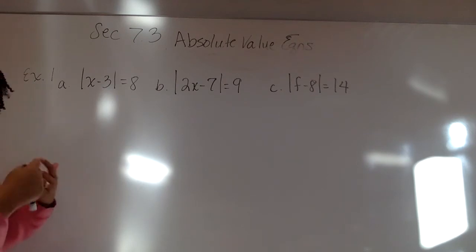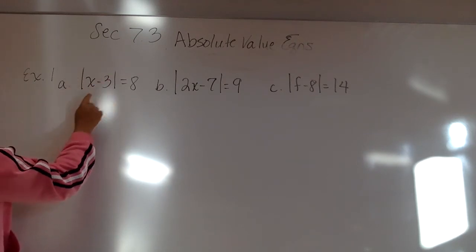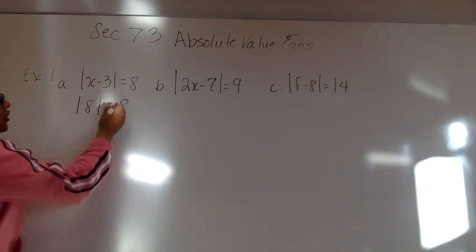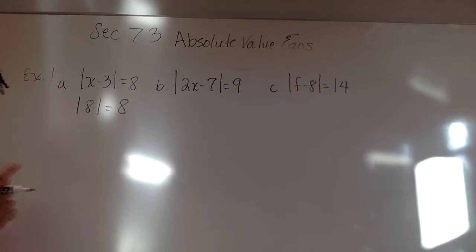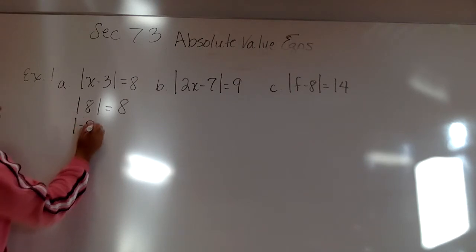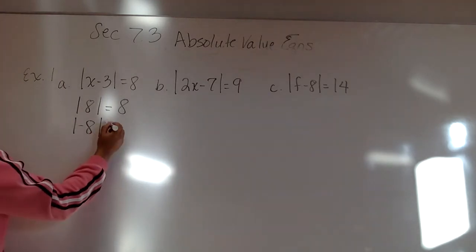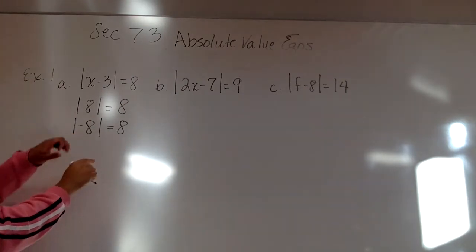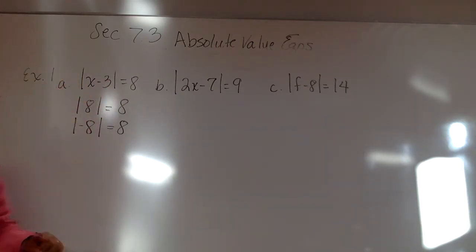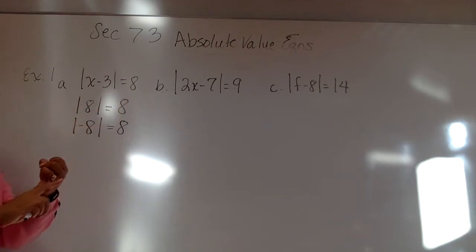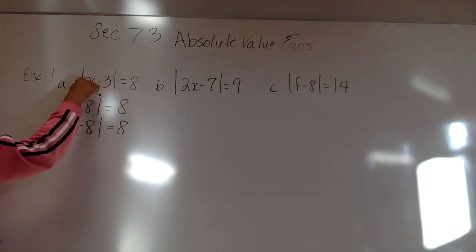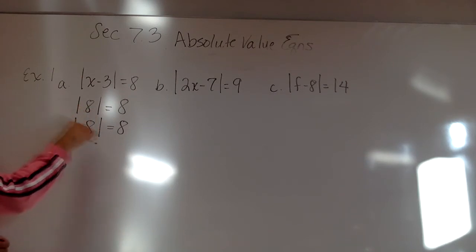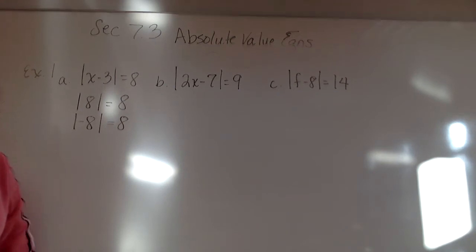But your x may be different because inside here, we know that the absolute value of 8 will give us 8. We know that. But you also have to remember that the absolute value of negative 8 will also give you 8. So in order to account for the positive 8 and the negative 8, we're going to drop the bars and we're going to set it equal to the positive 8 and the negative 8. Because inside here, one of these two, depending on what x is, will give us the positive 8. So you just do it twice.